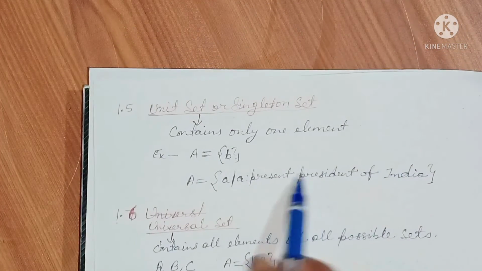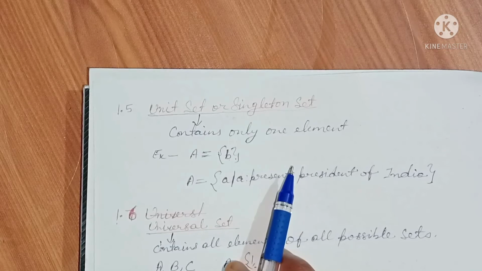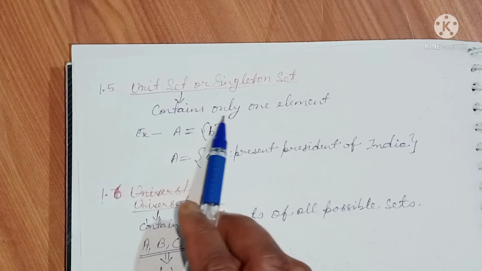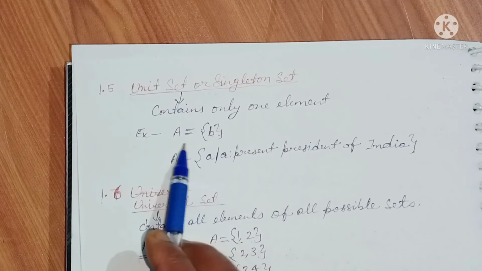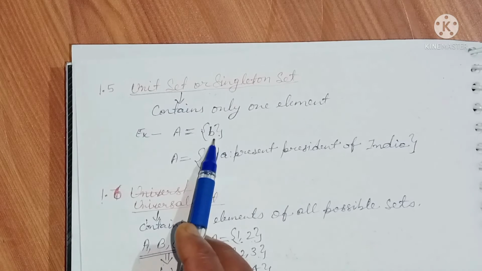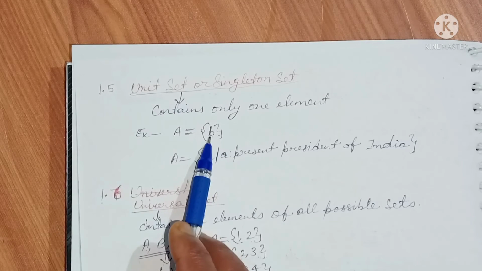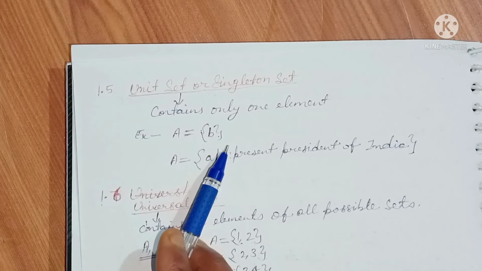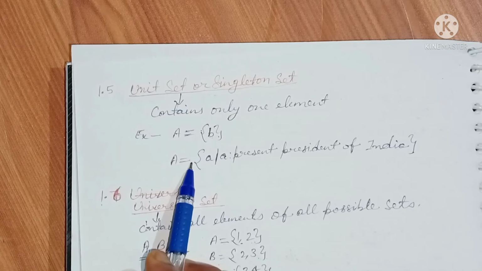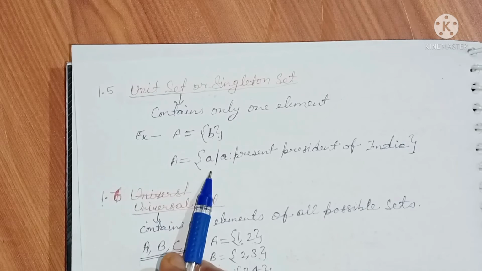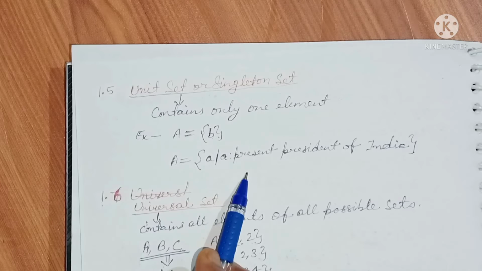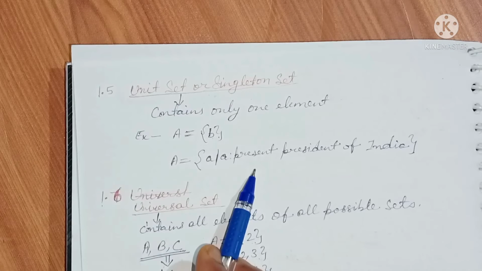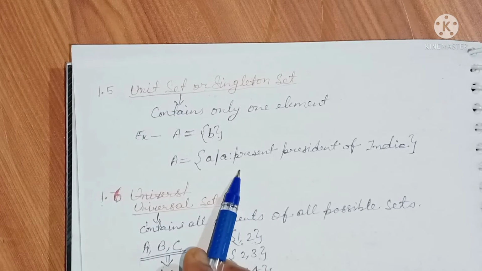Now next it is given the unit set, or singleton set. What is it? A unit set contains only one element. Inside curly brackets there is only one element B, so A is a singleton or unit set. Or in phrase method, A is the president of India. Since only one individual can be the president of India, this is an example of a unit set.